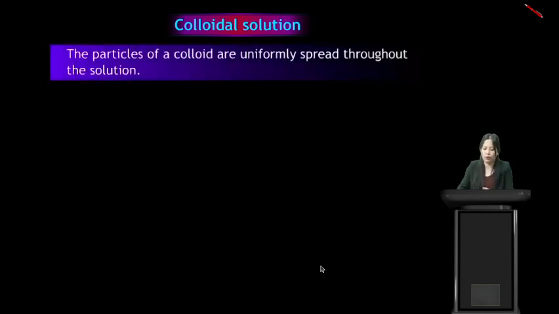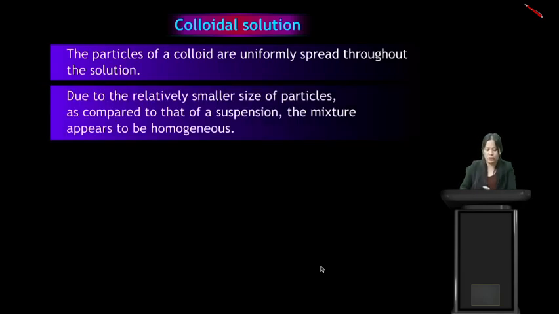Now let us see, what is a colloidal solution? We have seen some examples, like jelly, toothpaste, paints, and milk. So what is a colloidal solution? The particles of a colloid are uniformly spread throughout. When you look at milk, you will see that the particles of the colloid are uniformly spread throughout the solution. Due to the relatively smaller size of particles as compared to that of a suspension, the mixture appears to be homogeneous.